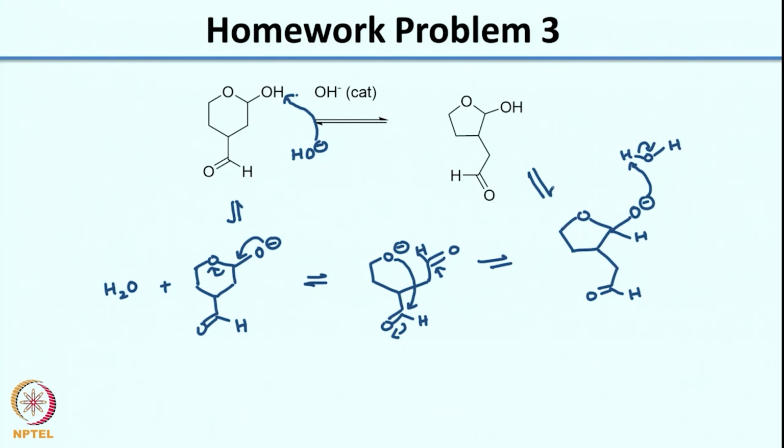So hopefully these 3 problems have illustrated that depending on the medium, even if you have very similar looking substrates, you can actually have very different mechanisms, and in each of these substrates what you see is there were multiple sources and multiple sinks, but with a very systematic approach we were able to write the mechanism for all these reactions. So now what we will do is, we look at another class of reactions.